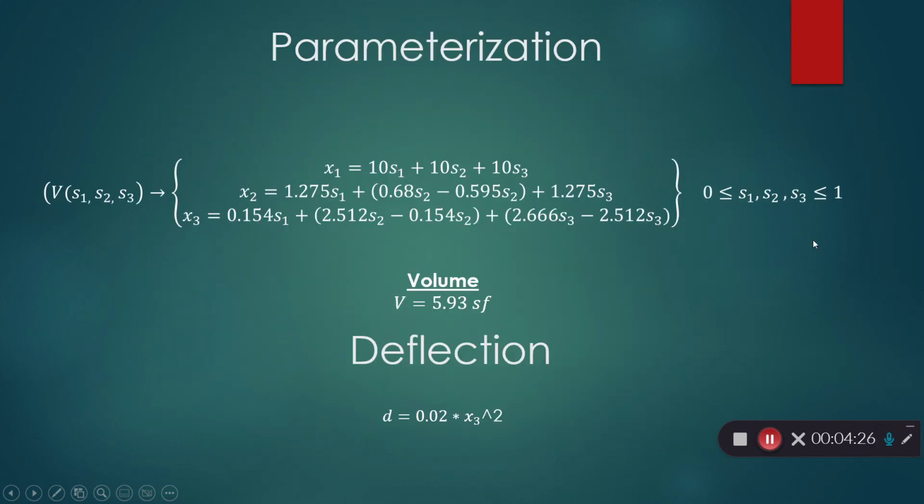And then the parameterization equations, which I worked on last week, remain the same. These are basically the dimensions for the beam with respect to S1, S2, and S3. And then the volume itself was 5.93. And then, like I said, with that deflection equation, here it is for 0.002 times x3 squared, and that gives you a positive regardless. But add a negative here, and it's in the downward direction.